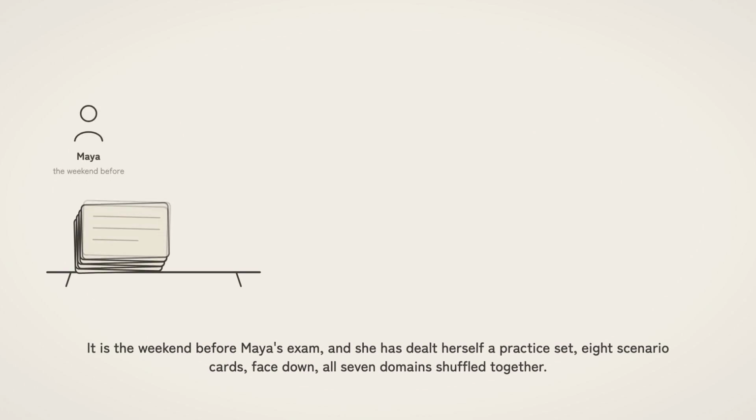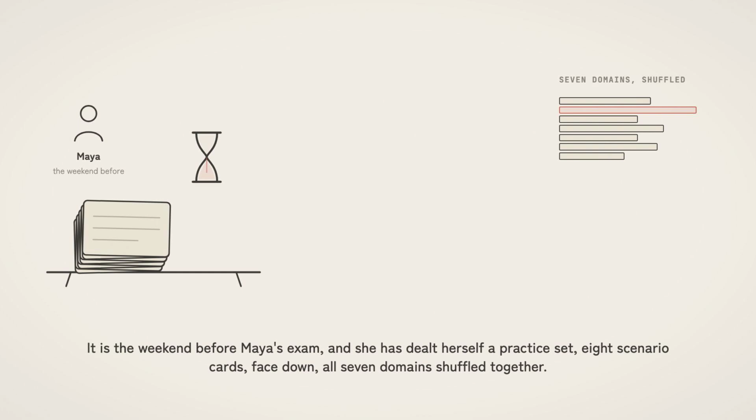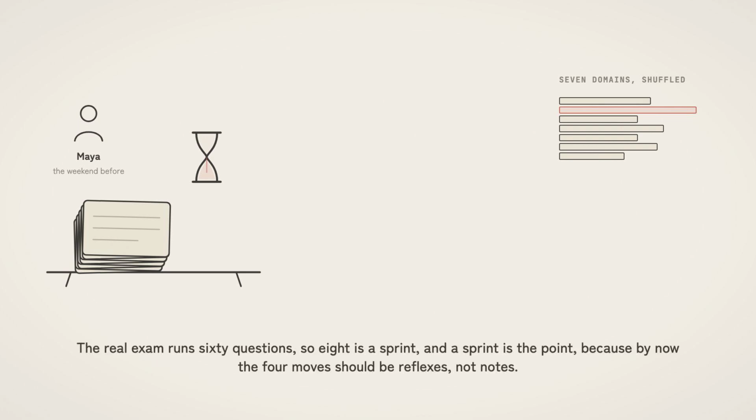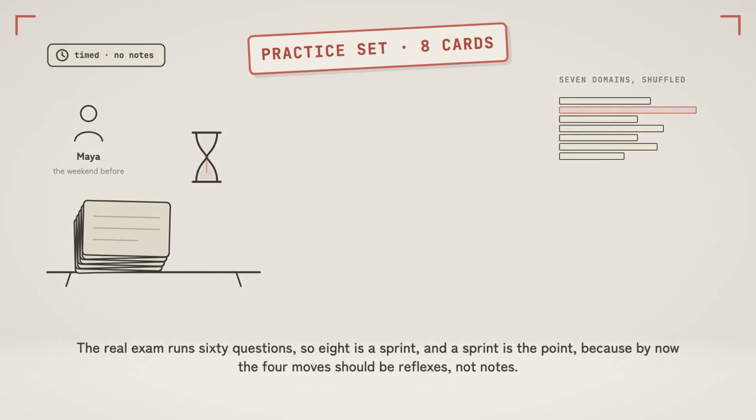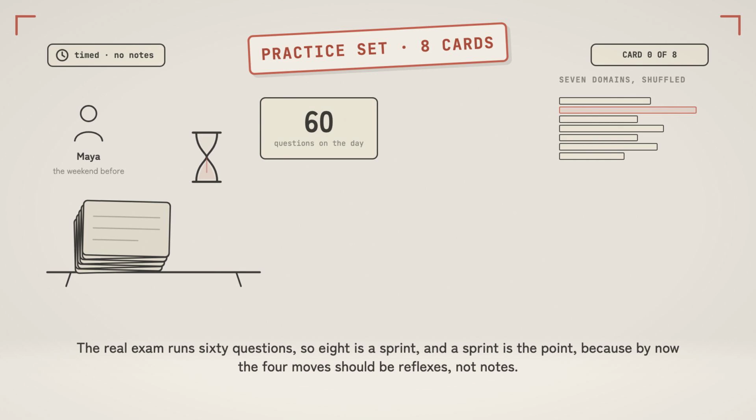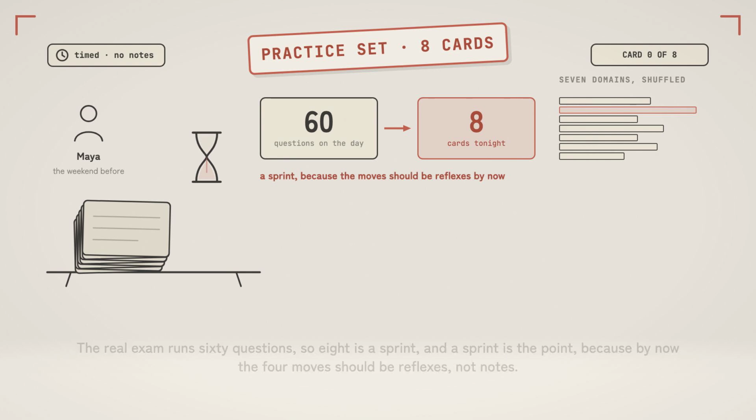It is the weekend before Maya's exam, and she has dealt herself a practice set, 8 scenario cards, face down, all 7 domains shuffled together. The real exam runs 60 questions, so 8 is a sprint, and a sprint is the point. Because by now, the 4 moves should be reflexes, not notes.